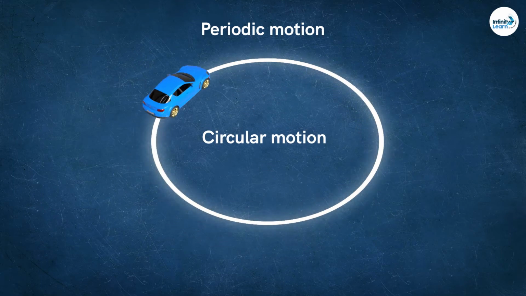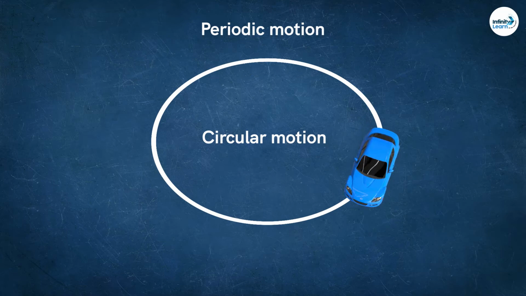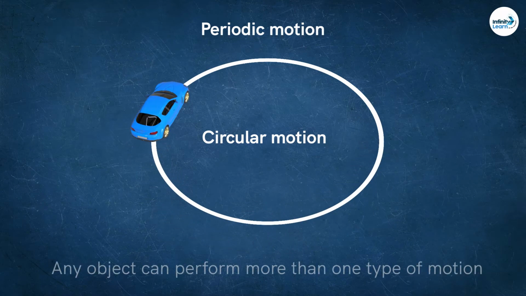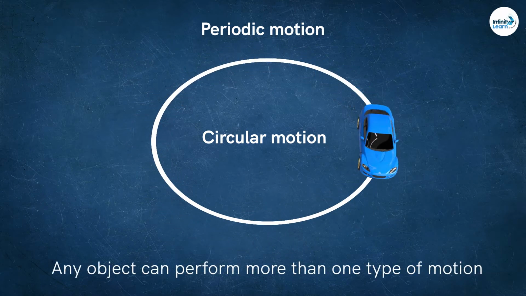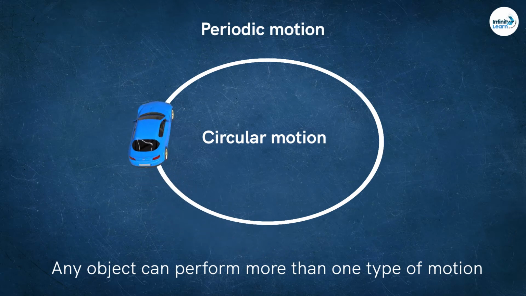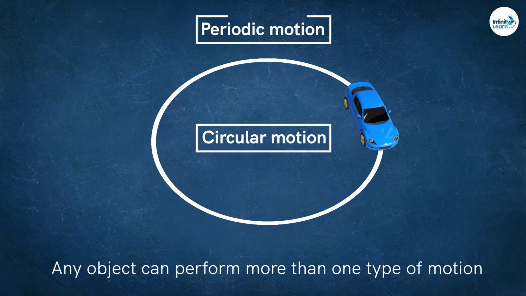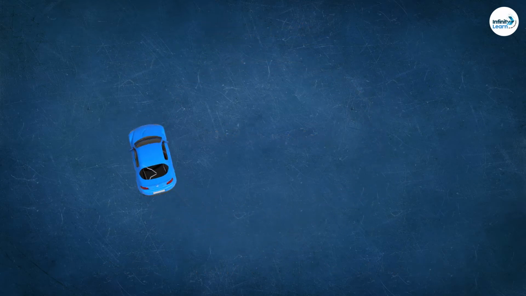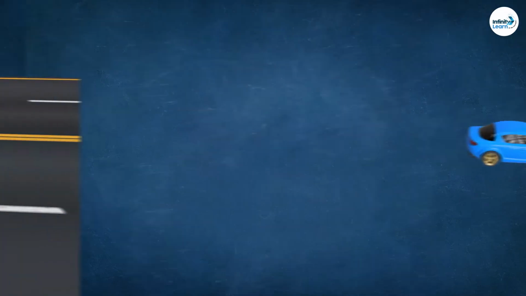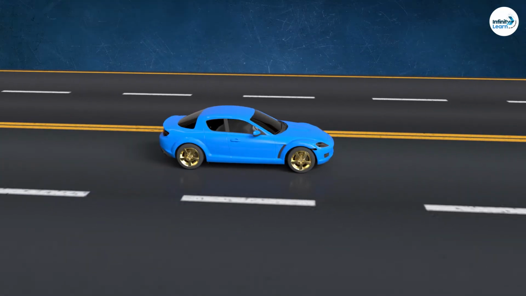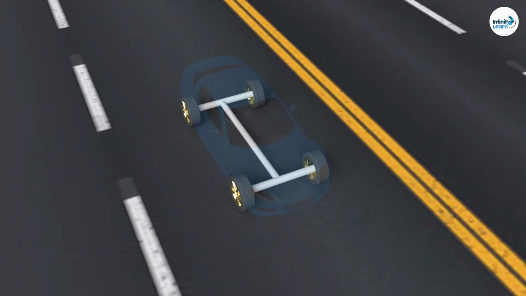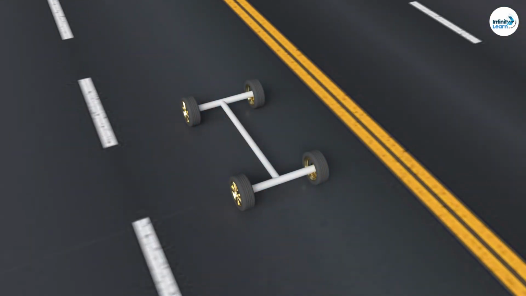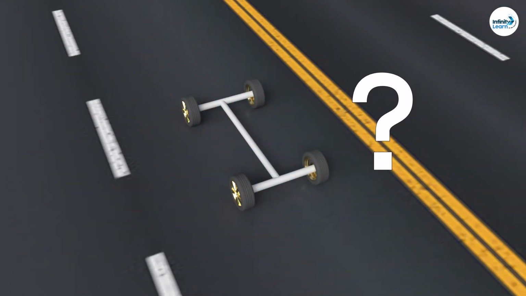So what can you imply from this? We can say that any object can perform more than one type of motion at the same time. Here the object is performing circular and periodic motion. Can you think of more examples? Here's one in which an object is undergoing different types of motion at the same time. Can you name the types?